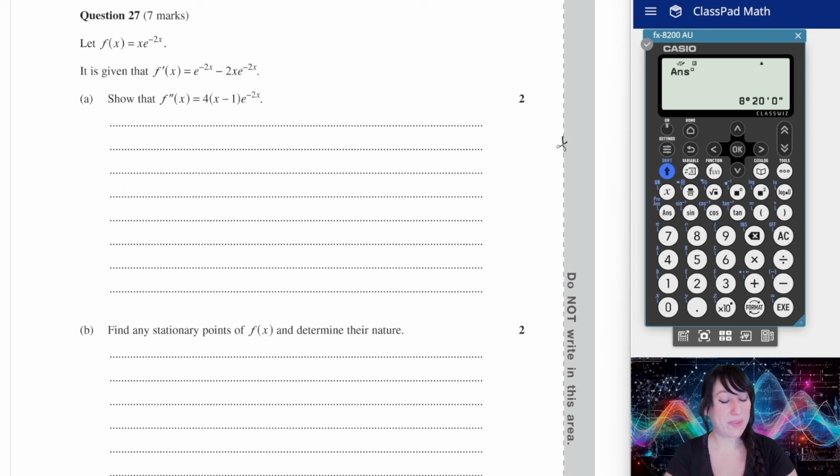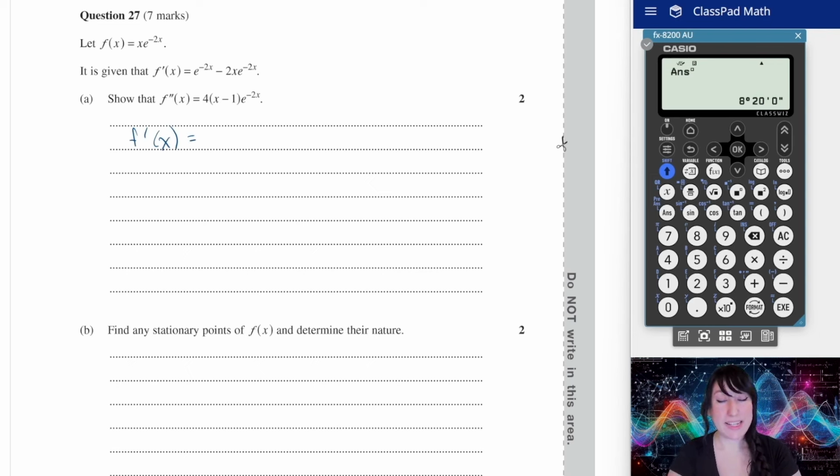Question 27. Let f of x equal x times e to the negative 2x. It is given that the derivative is equal to e to the negative 2x minus 2x times e to the negative 2x. Show that the second derivative is equal to 4 times (x minus 1) times e to the negative 2x. So I recommend taking that first derivative and first factorizing it to make the second derivative a little easier for us.